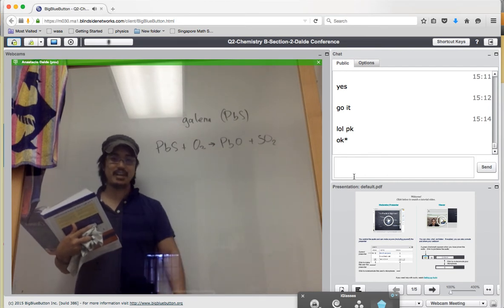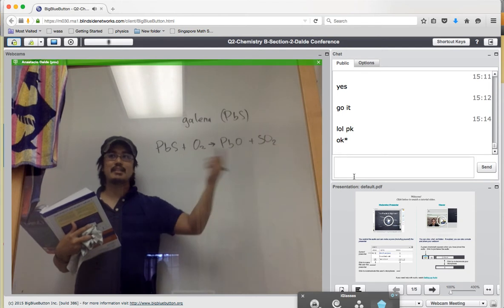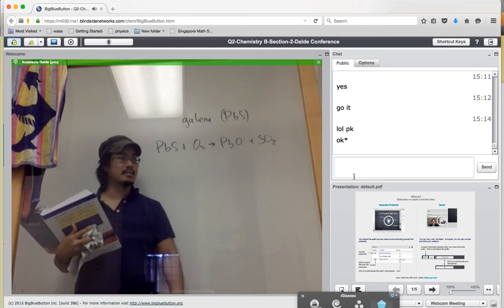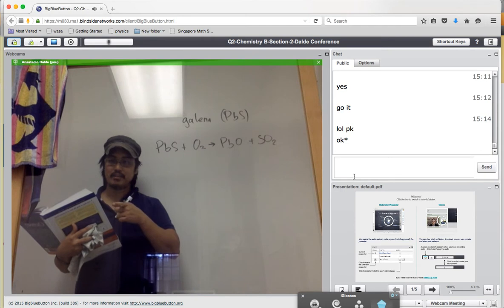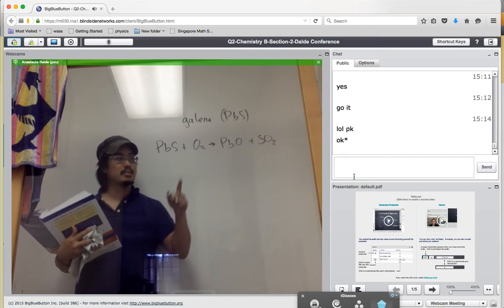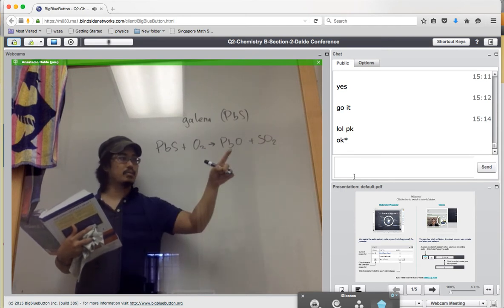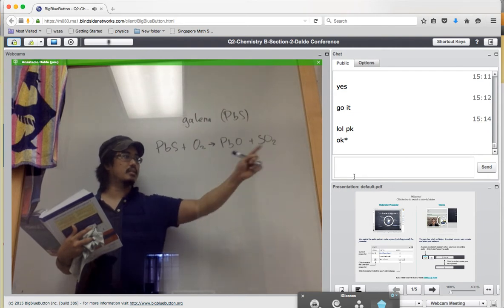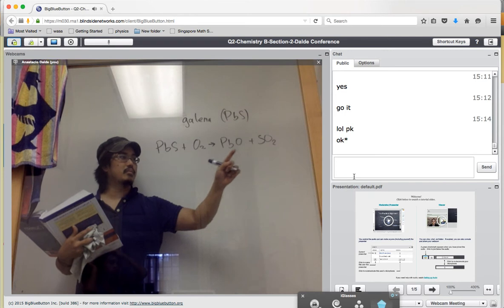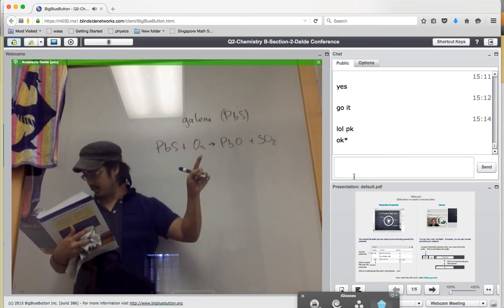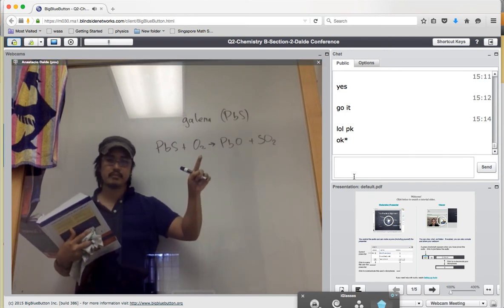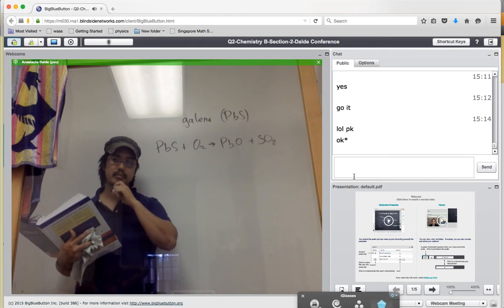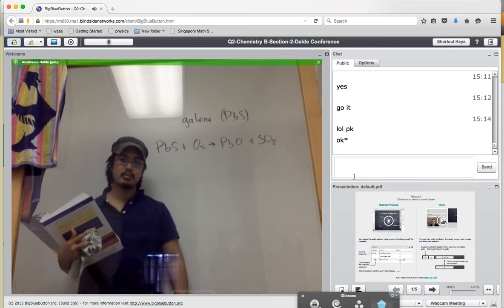Apparently. Got it? This thing's not balanced. Help me balance this. You said you suck at balancing, so let's work on this. Pb, there's 1 lead on each side. We're good. There are 3 oxygens on this side, but only 2 oxygens on this side.